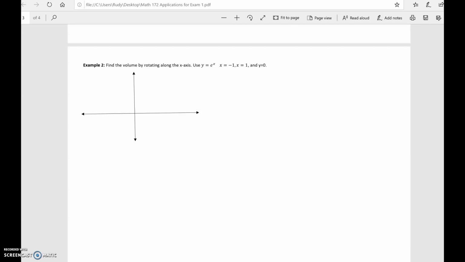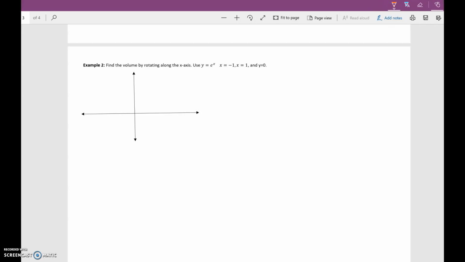Hi class, let's take a look at example 2. In this particular example, it's actually going into the second quadrant, but we're still rotating along the x-axis. And we're looking at the following region.